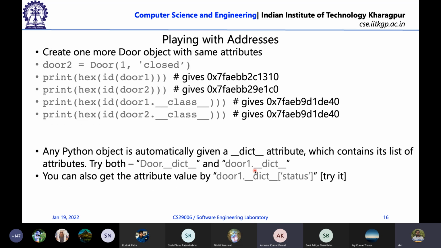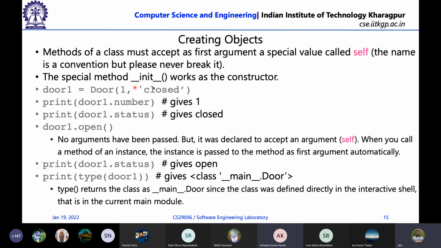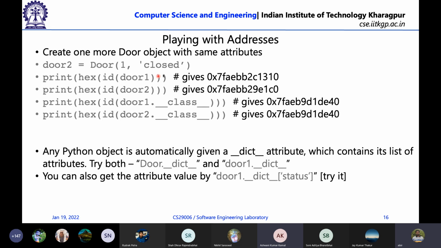Okay, playing with the addresses. Create one more door object with some attribute. Suppose door 2 is 1 but closed. So door 1 was 1 but unclosed, and again door 2 is 1 but closed. Now you can also get the address. These are the syntax to get it. So ID of door1, the object, then it will convert to hex. Then you print it. It gives this. ID of door2 is different. You see this is different.